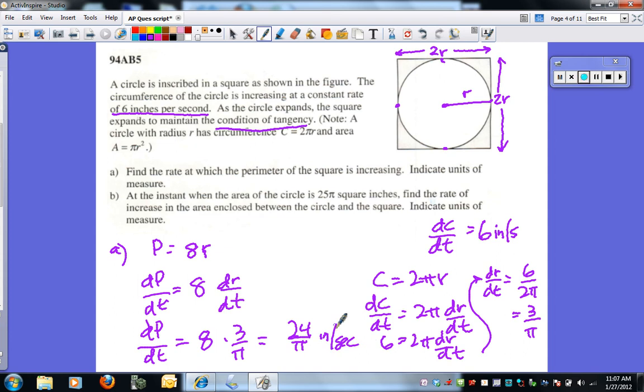All right. So I'm going to advance to the next screen, and I'm going to show you how to do B. But again, try it first. So I'm going to read it. At the instant when the area of the circle is 25 pi square inches, find the rate of increase in the area enclosed between the circle and the square. So this area right here, and there, and there, and there. So that's what we're trying to find. Indicate units of measure. So look at all that information.